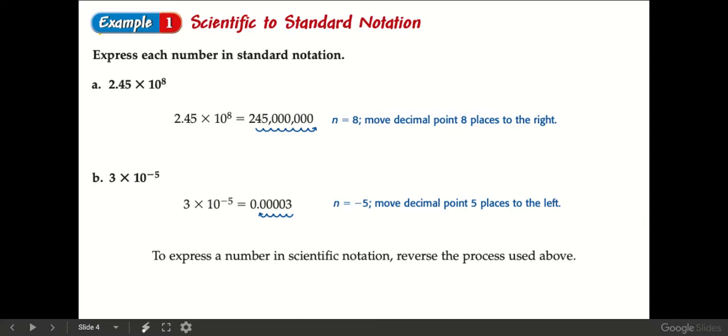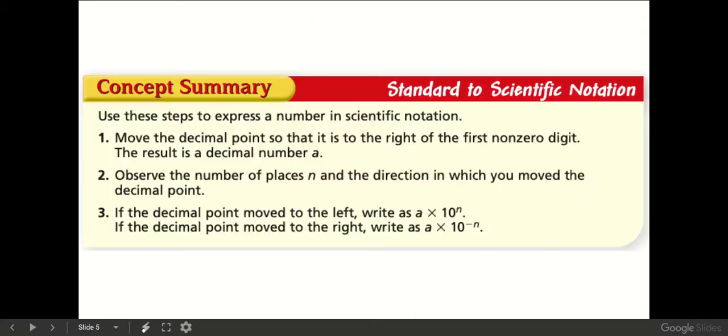So if I wanted to express a number in scientific notation from standard notation, I would just reverse this process, right? So let's go ahead and take a look at that. If I were to reverse this process, I would use the following steps. First, I would move the decimal point so it is to the right of the first non-zero digit, which would result in a value between 1 and 10. And I would make the observation of how many decimal places I moved the decimal point and what direction I moved it in. And that would tell me what my exponent would be, right?